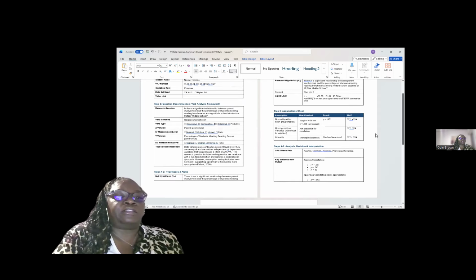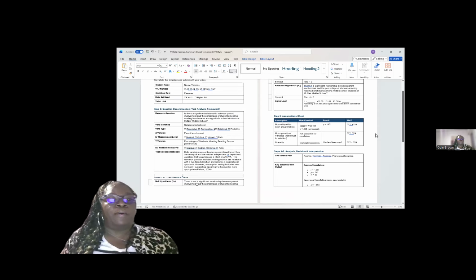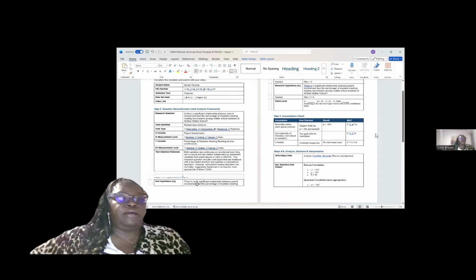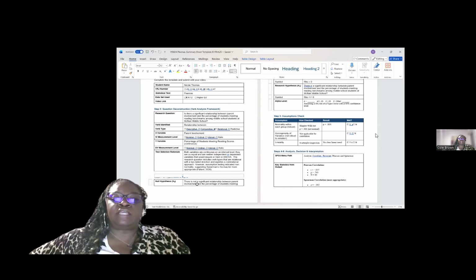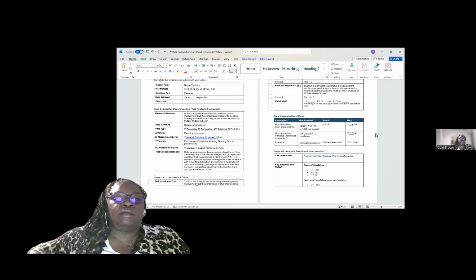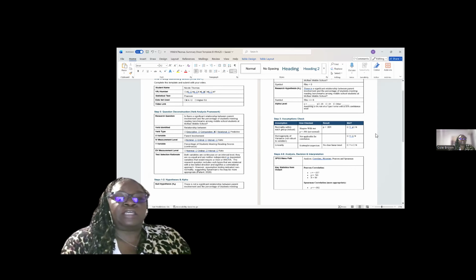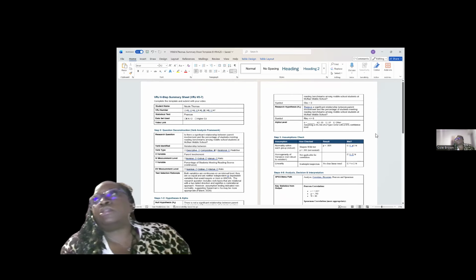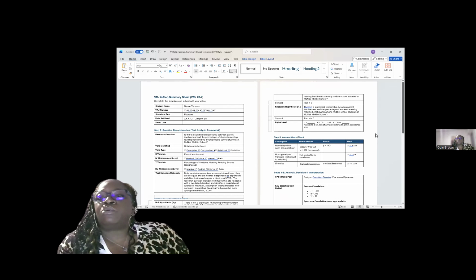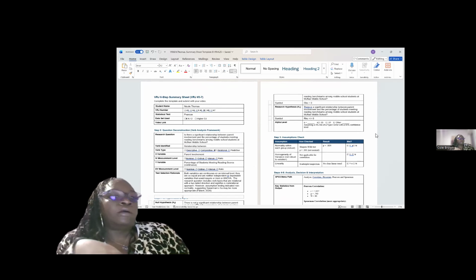the hypothesis and the alpha. The null hypothesis is that there is not a significant relationship between parent involvement and the percentage of students who are meeting their reading benchmarks, and the symbol for that is rho equals 0. Okay, there's nothing significant happening there. Everything looks equal.